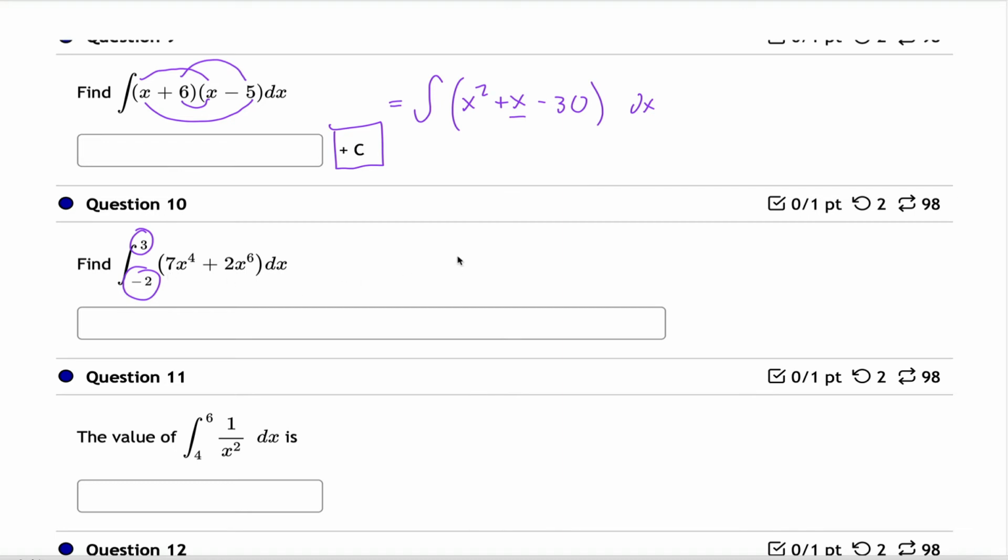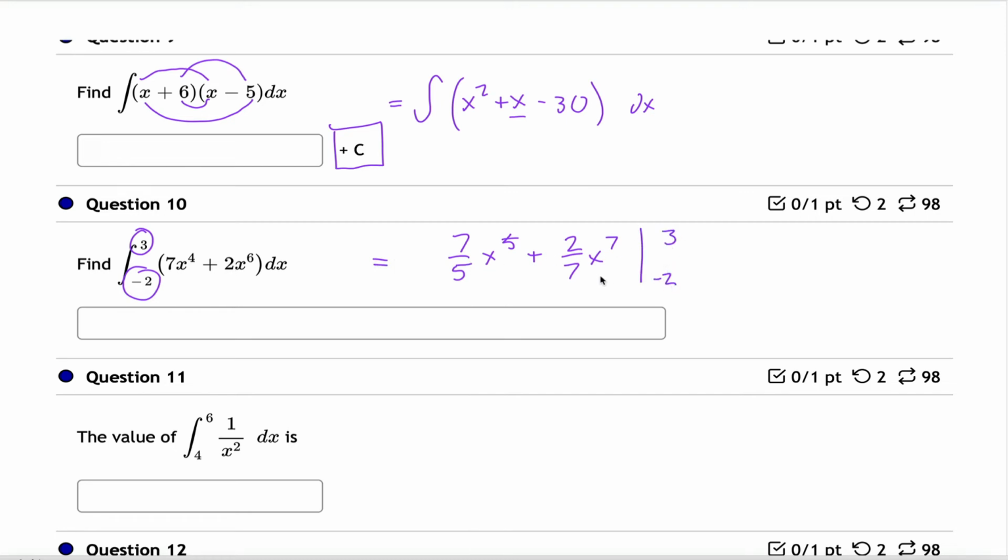When you take this antiderivative, I think what you'll end up with is 7/5 x to the 5th power plus 2/7 x to the 7th power. And if you're not sure that's right, maybe you can check this by taking the derivative of this and making sure that takes you back over to here. But that's not the answer. I need to evaluate that from -2 to +3.